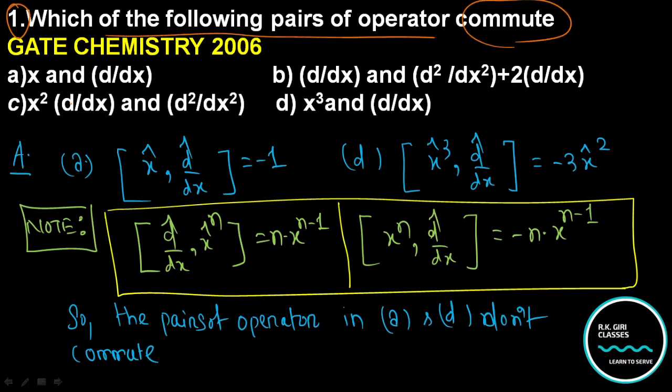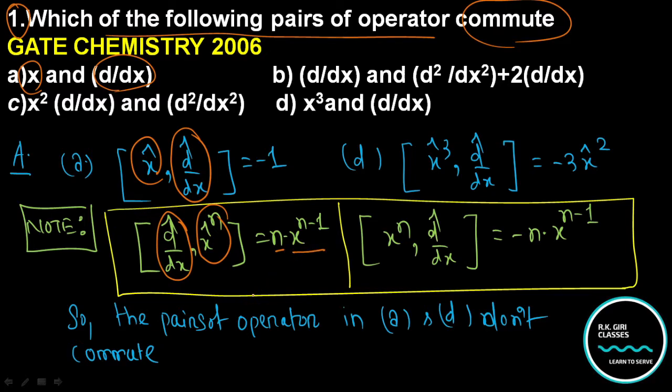Now let us find out. First one is x with d/dx, that is the commutator of x with d/dx. You know already the commutator of d/dx with x to the power n is equal to n into x to the power n minus 1. It was very easy to remember because we already discussed this. Derivative of x to the power n is equal to n into x to the power n minus 1. So it is very easy to remember.